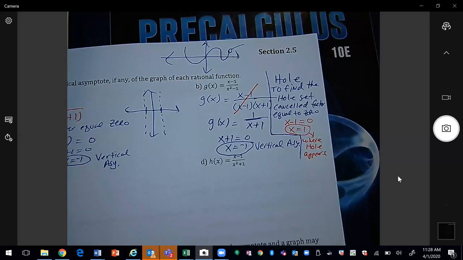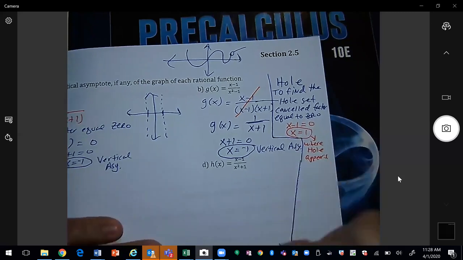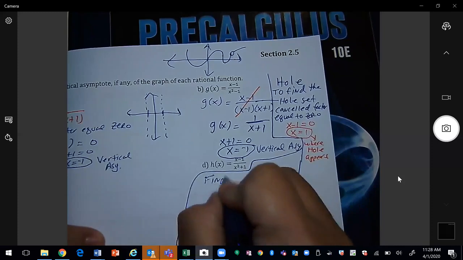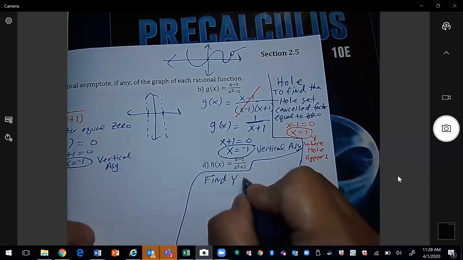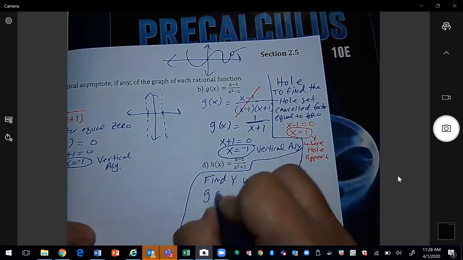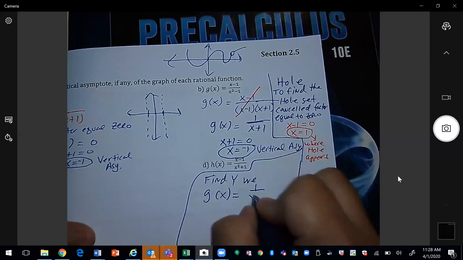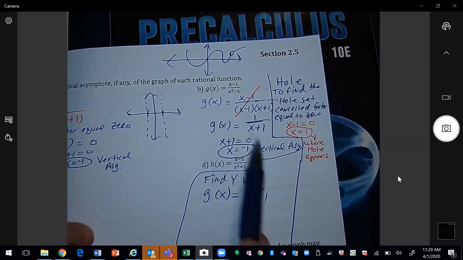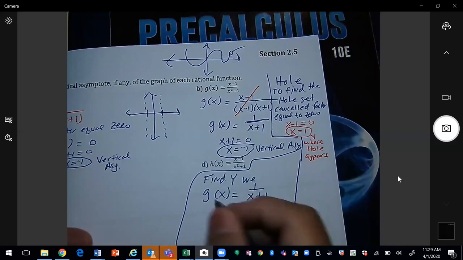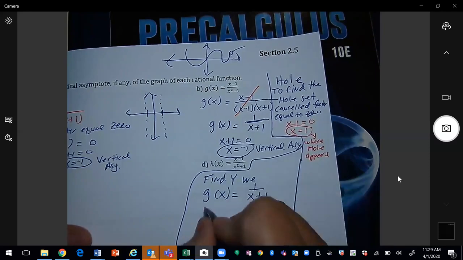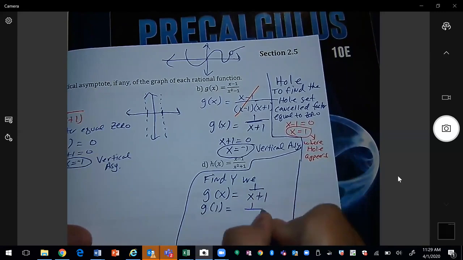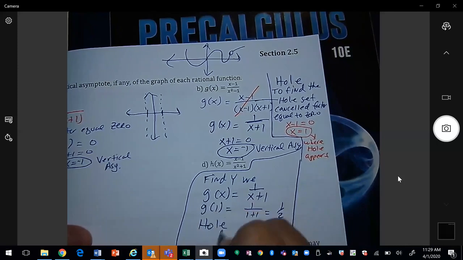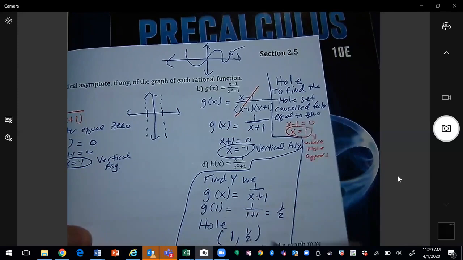So to find y, let me just come over here on this side. So to find y, we take our function after we canceled the factors. So remember up here, this is what we have had left. So we plug it in here as our function. And since x is equal to 1, we're going to substitute the 1 for x. So we get a half. So the hole is going to be at 1 and a half.